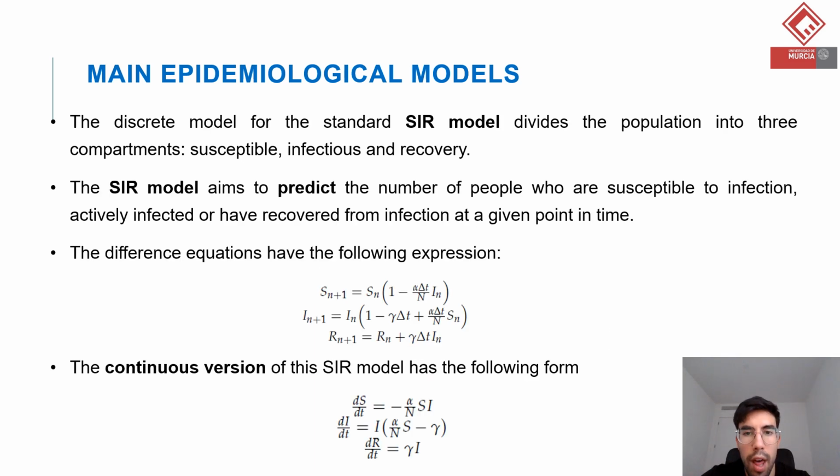The discrete model for the standard SIR model divides the population into three compartments: susceptible, infectious, and recovered, although the latter states may include death or infective isolation. The SIR model aims to predict the number of people who are susceptible to infection, actively infected, or have recovered from infection at a given point in time.